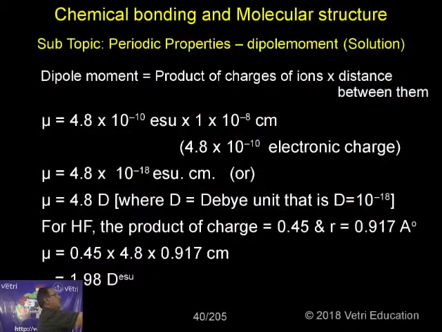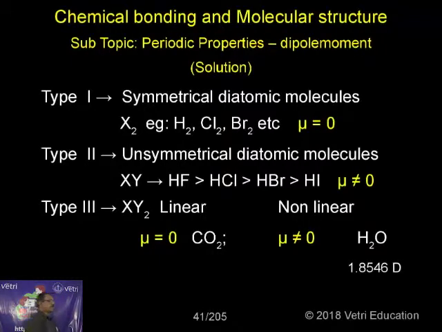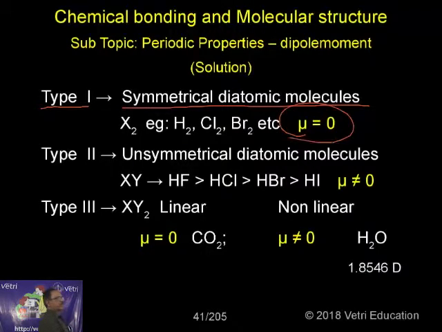Let me come back now. With this idea of what dipole moment is, let me explain how we have to predict. Actually, it is very difficult to memorize the values. But we can predict whether a molecule has a dipole moment or not based on logical thinking. Type 1, symmetrical diatomic molecule: when it is a symmetrical diatomic covalent molecule, mu will be 0. Very simple. Note this point.